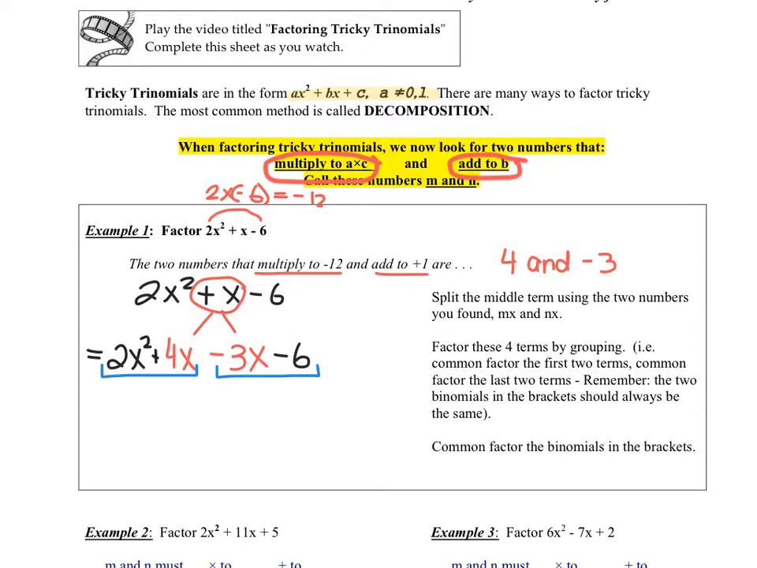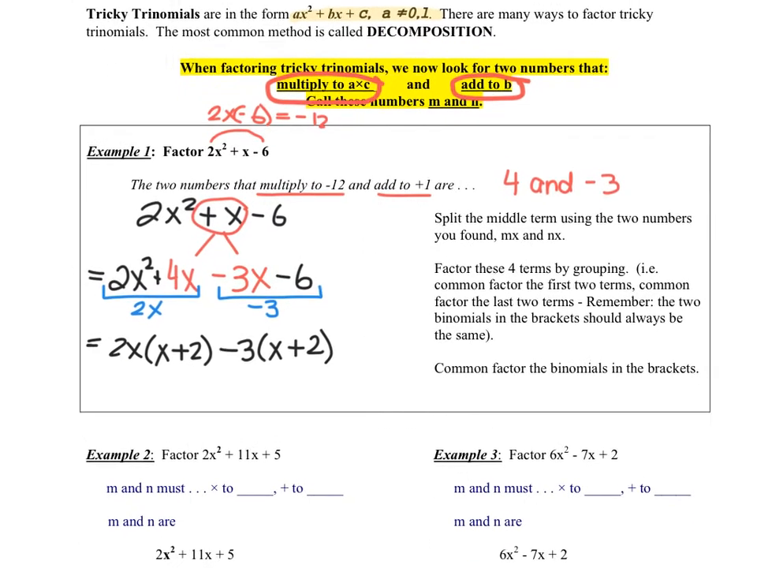And then you're going to common factor from each bracket. So for 2x squared and 4x, my common factor would be 2x. From negative 3x and negative 6, I'm going to factor out a negative 3. Remember, if your first term is negative, you have to factor it out. And now, I put my greatest common factor out in front, and when I factor it out from my first pair, 2x squared divided by 2x is x, 4x divided by 2x is 2, close bracket. Then I write my next common factor. If it were positive, I'd write plus 3. Now negative 3x divided by negative 3 is just x. Negative 6 divided by negative 3 is positive 2.